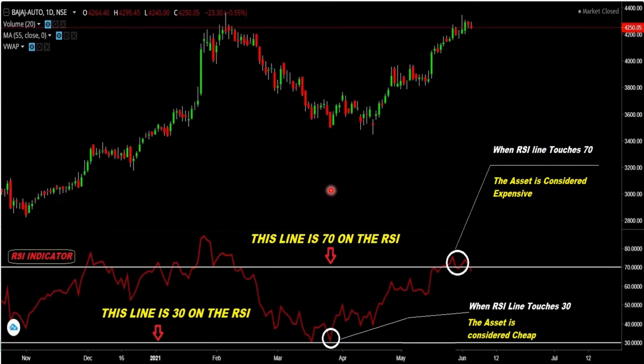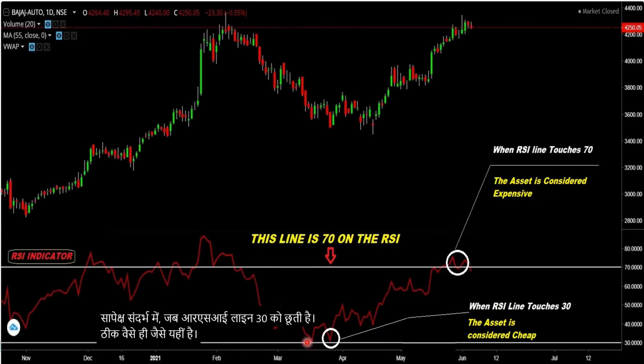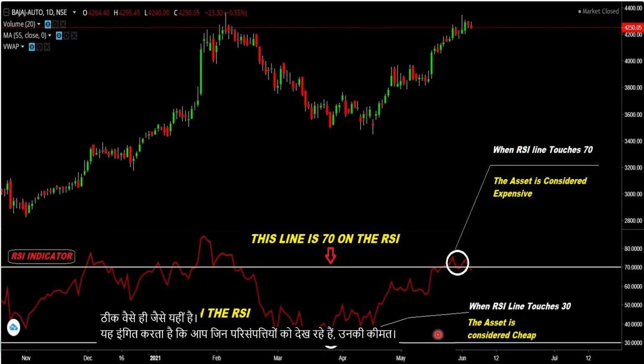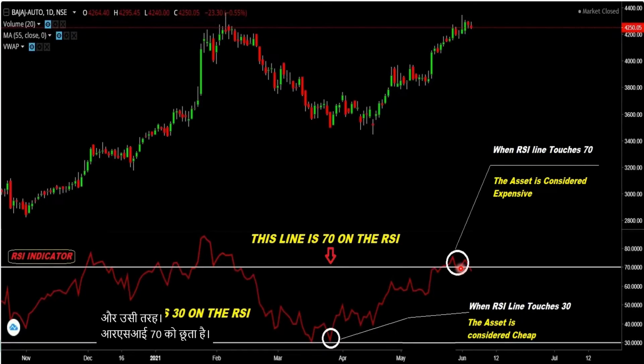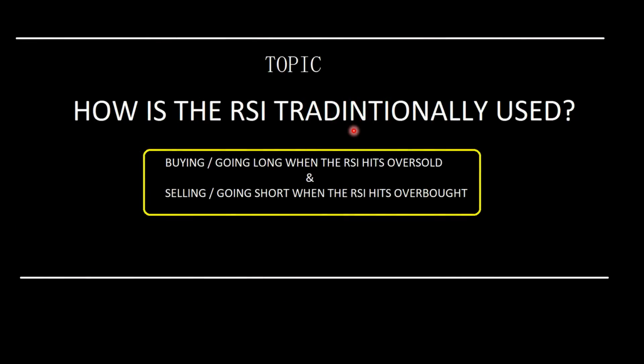In relative terms, when the RSI line touches 30, just like it is right here, it indicates that the price of the asset you are looking at is cheap. And in the same way, when the RSI touches 70, just like it is right here, it indicates the price is expensive.